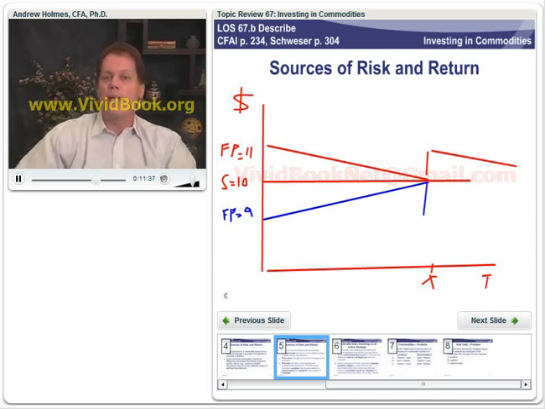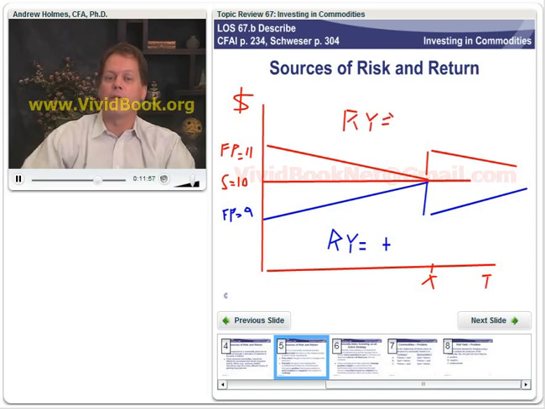So the point is that when we're down here in this backwardized market, the roll yield, which I'm going to put RY, is going to be positive. On the other hand, if we were to go to where we had markets in contango, then the roll yield is going to be negative up here, right? So this is where it's going to be negative. I'll put a negative sign.